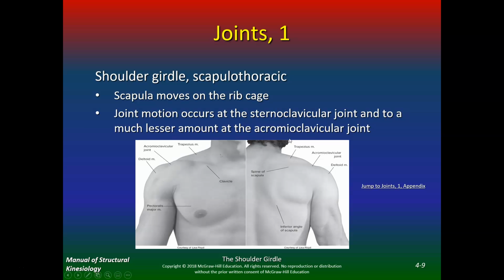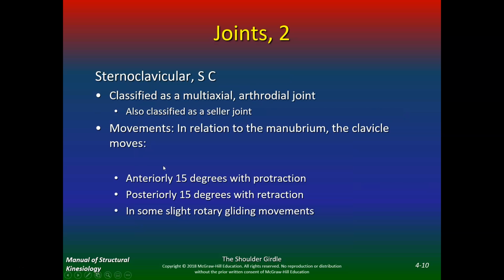So joint motion occurs at the sternoclavicular joint, and to a much lesser amount at the AC joint. So really, you have more motion here than here. If you try to get too much motion here, you get a separation.